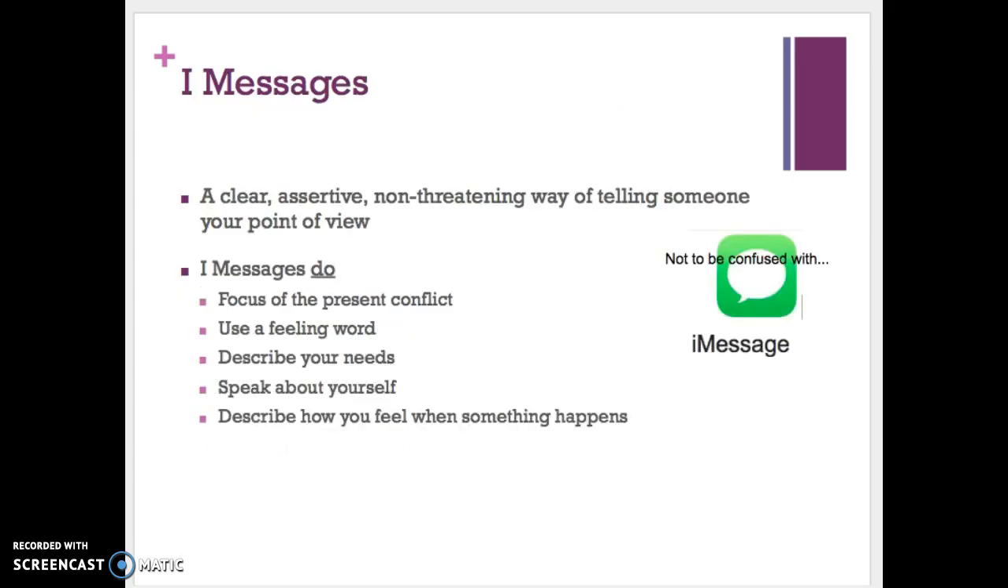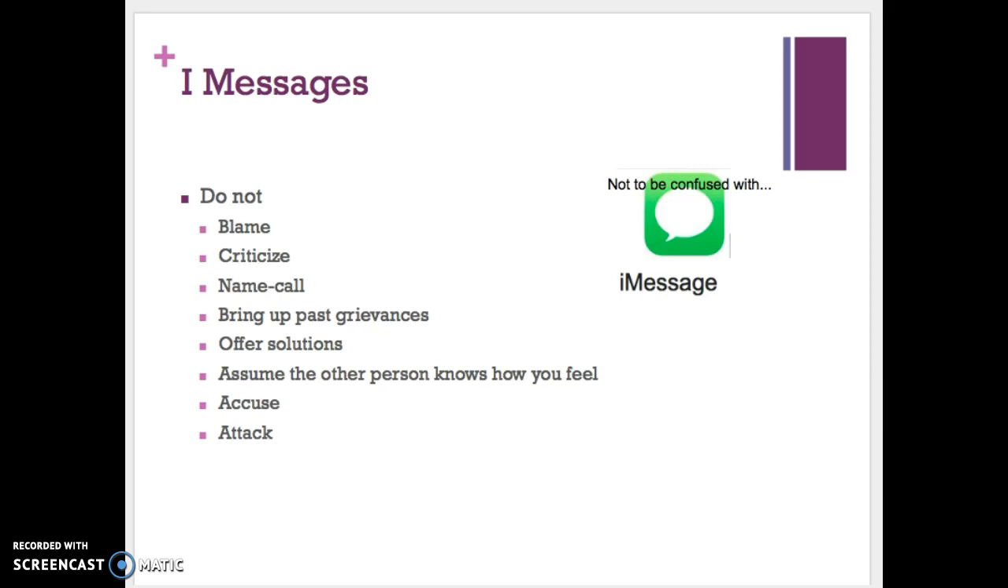All right, I-messages. If you work in an elementary school, you will hear about I-messages because we teach them to our students, right? But we also need to consider using them ourselves with parents, students, colleagues. So I-messages are a clear, assertive, non-threatening way to tell someone your point of view. I-messages focus on the present conflict. They typically use a feeling word. It helps to describe what you need. You're speaking about yourself, and you're describing how you feel when something happens. This is less confrontational and focuses more on the situation at hand versus anything that may have happened yesterday or the day before, right?